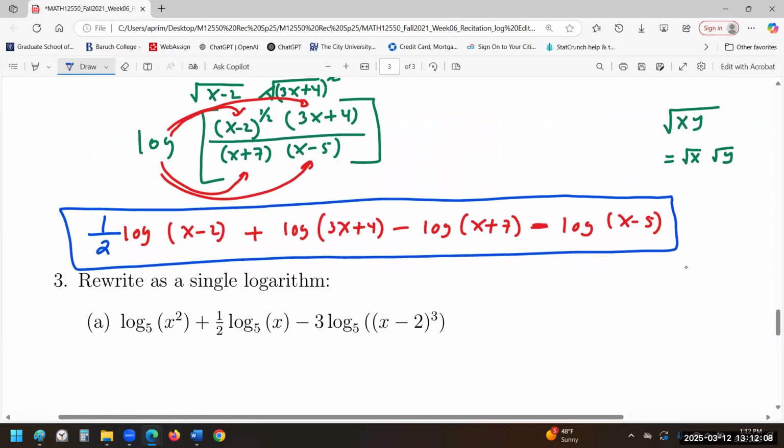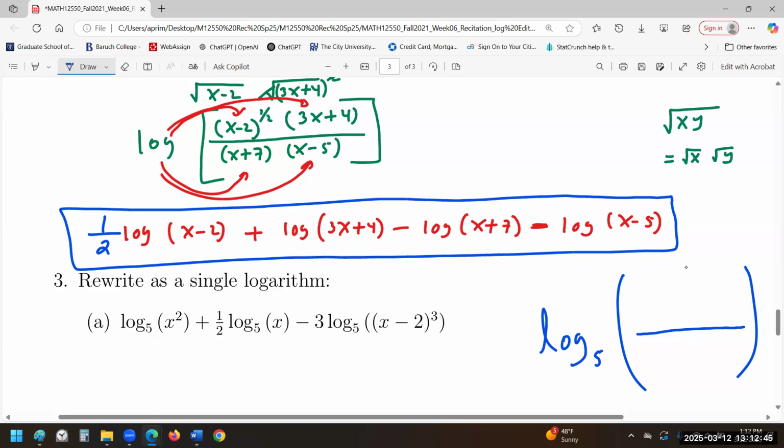The next one is the other way around. They gave you the expanded version. Now you have to combine everything with a single log base 5. And since you have a plus sign and a minus sign, that means you have a numerator and denominator. Every plus thing you have goes on the top, on the numerator, as a multiplication. Every minus term you have goes on the denominator as a multiplication.